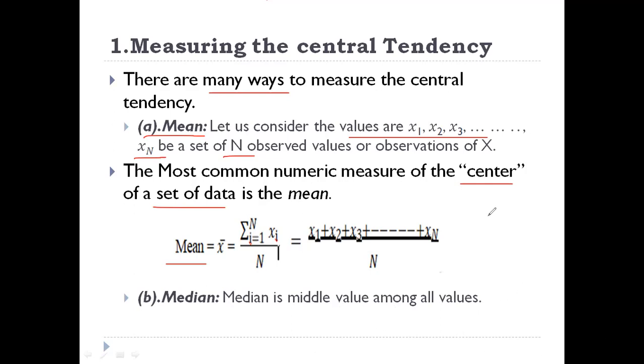For example, here you have 1 plus 2 plus 3 plus 4, divided by 4. Assume these are the x1, x2, x3 up to xn values, divided by the total number of values. Like this, we can calculate the mean of a given data set, that is, one column or one attribute of a data set. Clear?